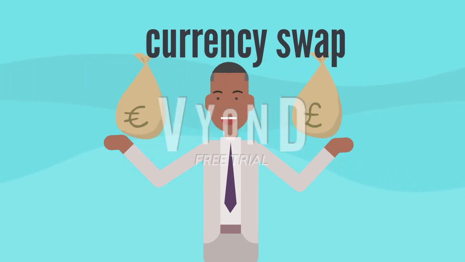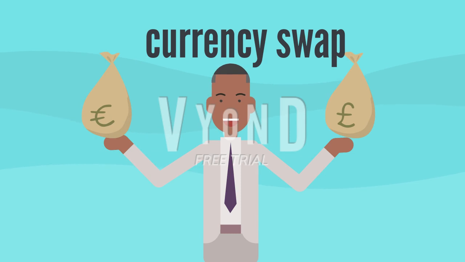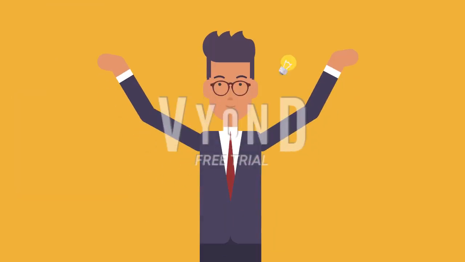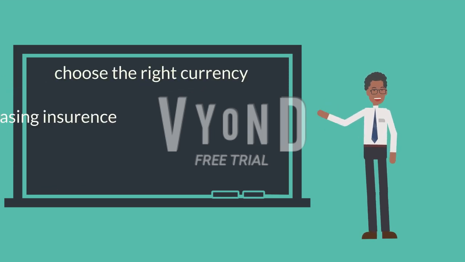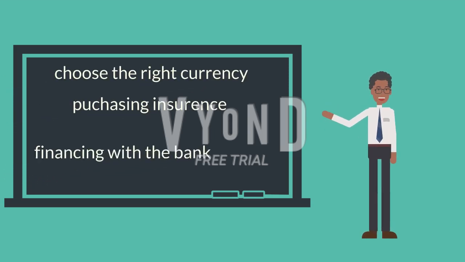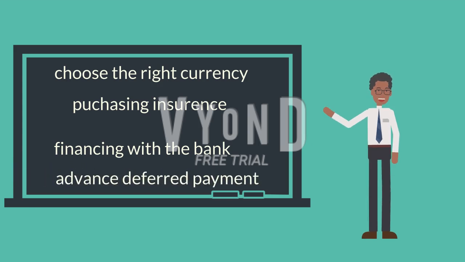Currency swap. A currency swap is also a combined method of managing foreign exchange risk, but it is generally only used to control exchange rate risk in foreign currency capital borrowing. However, some evidence indicates that using financial derivatives to hedge foreign currency exposure can only hedge short-term exchange rate risk. While the best method for the company to hedge the long-term exchange risk is operational hedging, there are several approaches for the company using operational hedging. Choose the right currency, purchasing insurance, financing with the bank, advance or deferred payment.